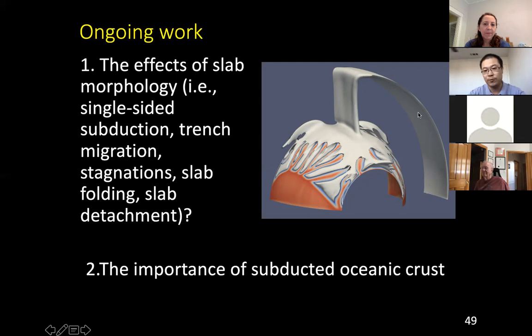And this figure shows one of the most recent models I just finished yesterday, and it has single-sided subduction, and the slab is like a wall-like structure, and the slab sinks to the lowermost mantle. It also causes the parallel linear structure, thermal ridges, right? And then another important question is: what if you introduce subducted oceanic crust to your model, what the distribution of the subducted oceanic crust will be if you include it in these models, and how it affects the formation of thermal ridges, right?